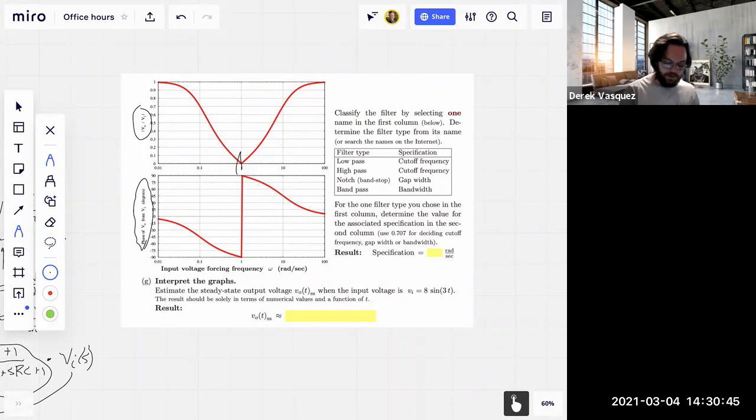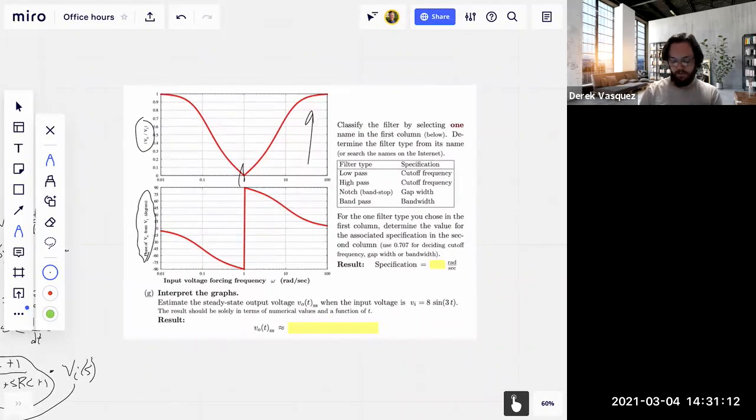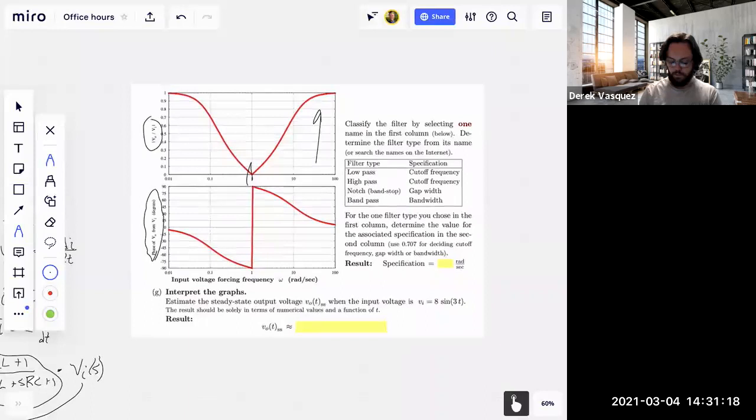So the first thing we're going to do, it says classify the filter by selecting one name in the first column below. So at low frequencies, we have a relatively high magnitude ratio, where V out is as big as V in. And then again, at high frequencies, we have the same thing, a high magnitude ratio. And then at the middle frequencies, in the middle band, we have a low magnitude ratio. So what type of filter do you think that is?